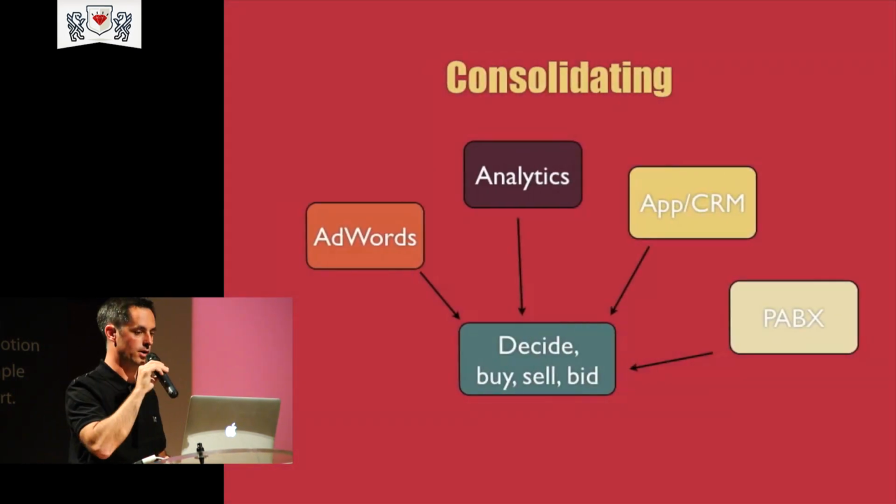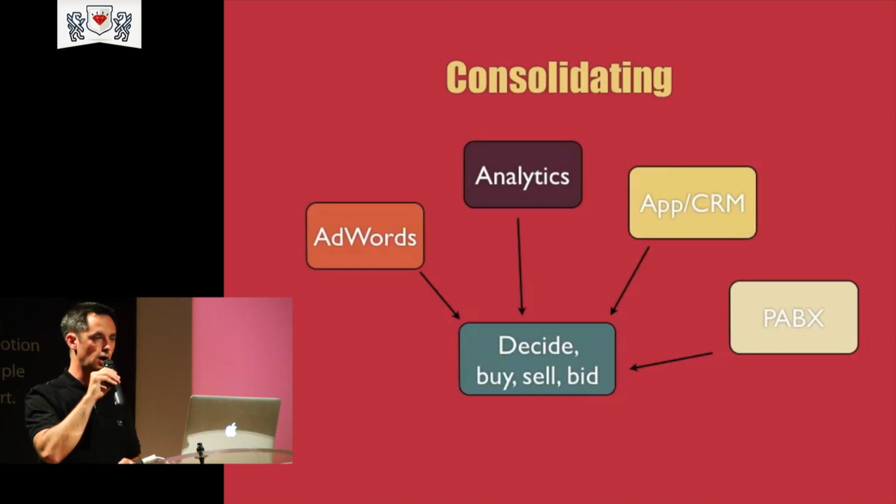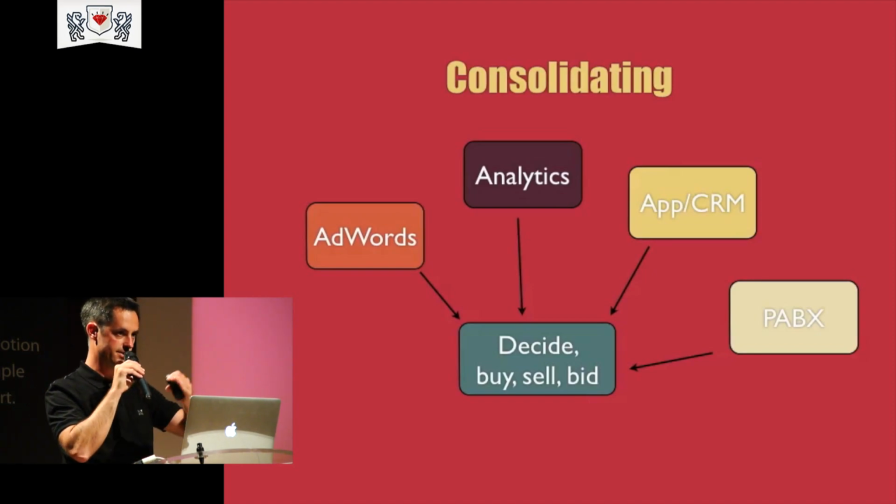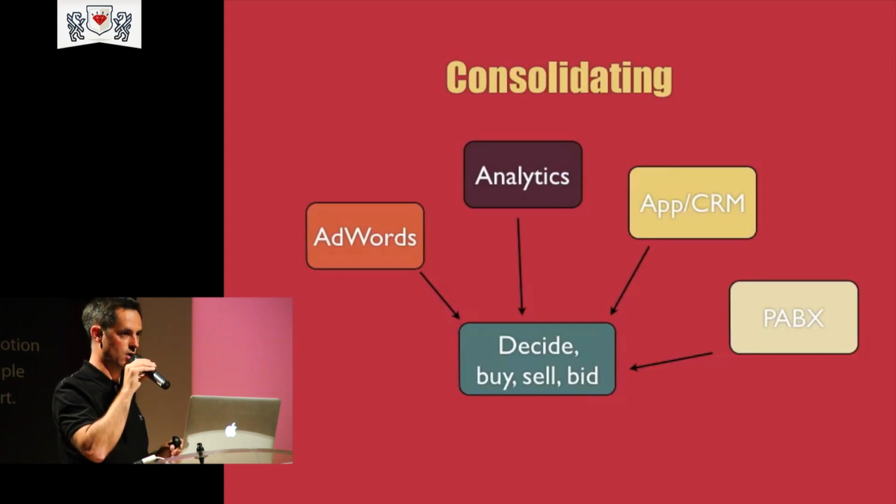Another real-life example. Some people I know are using all the sources around them, AdWords, analytics, their phone calls, their app, but they want to consolidate all the data in one central place, and then they change their bidding strategy on AdWords. So it can be used to provide real-time decisions over your whole system.